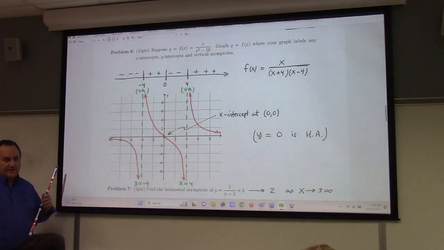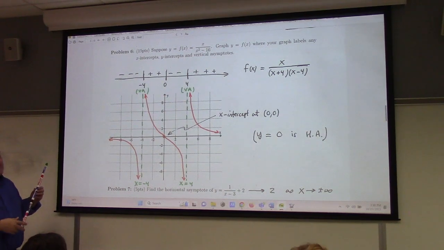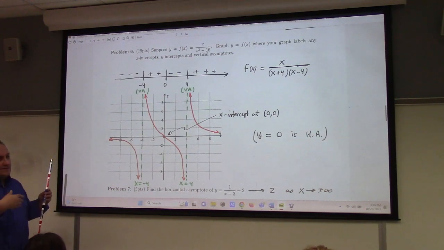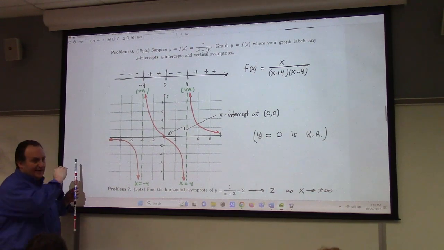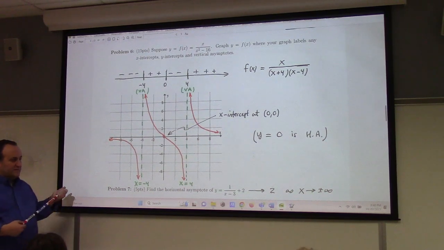We had two cases, right? Either the horizontal asymptote is y equals 0, in which case the denominator has a larger degree than the numerator, or what's the other case? The horizontal asymptote is y equals a constant, because the degree of the top and the bottom match.